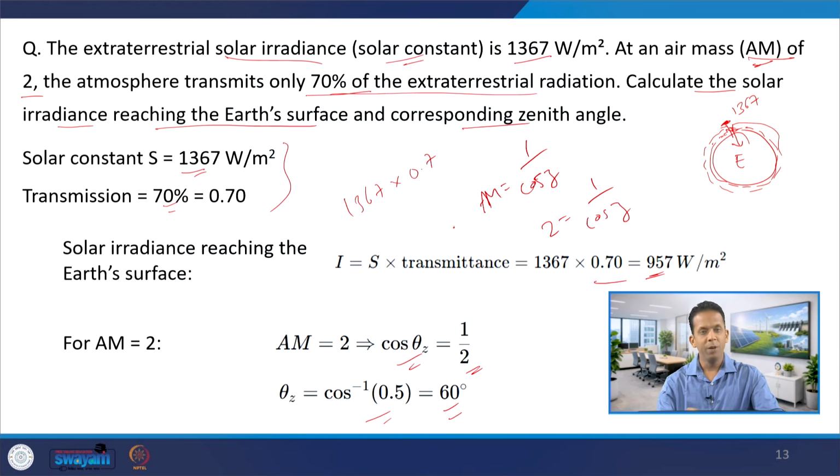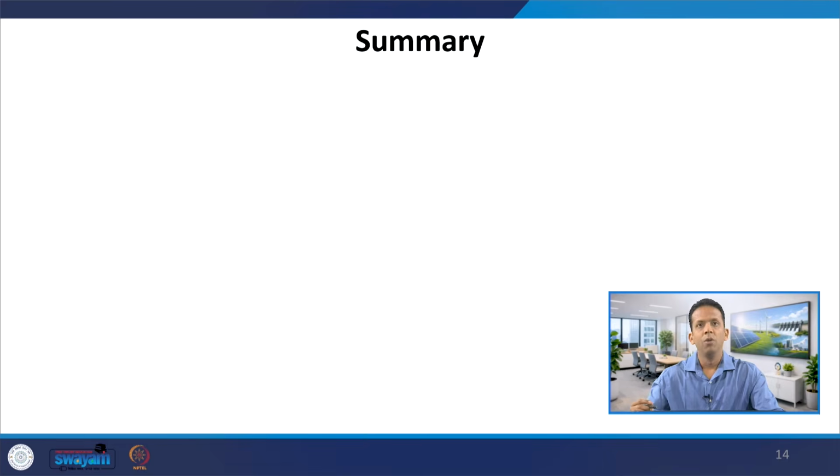So if we know the air mass, we can calculate zenith angle, and vice versa. If we know zenith angle, we can calculate air mass. And from the transmission and solar constant, we are able to calculate the actual solar irradiance which made its way to the surface of the earth. So with that, I think we can close today's lecture.